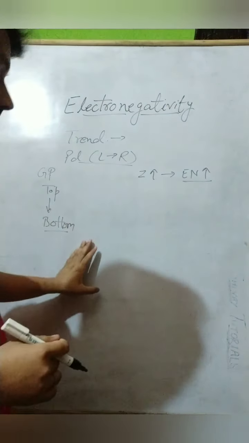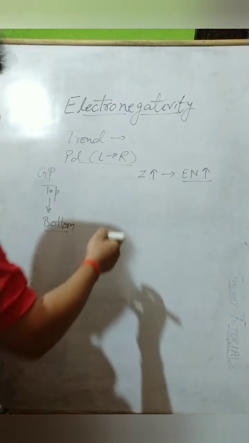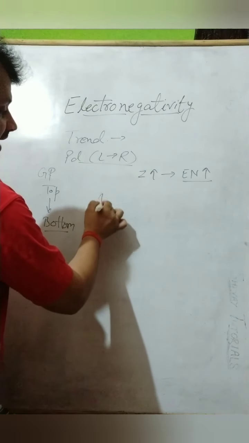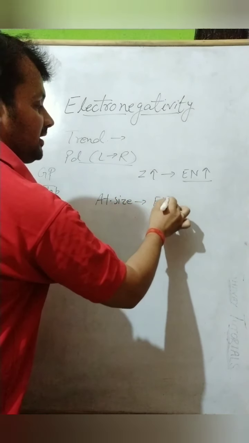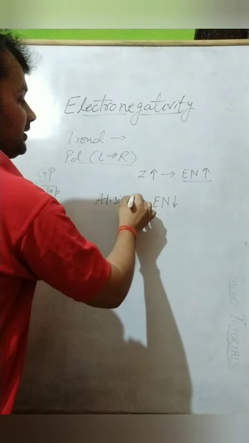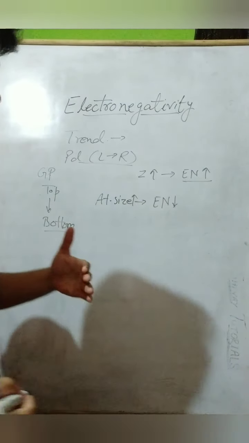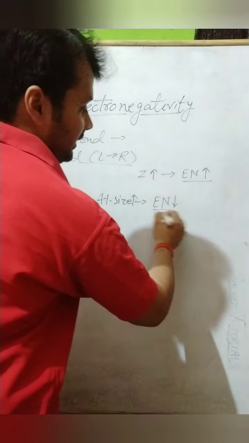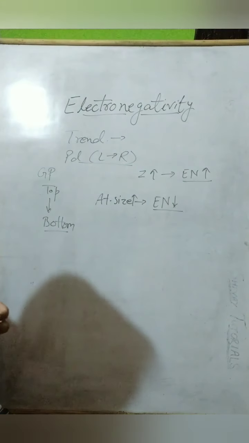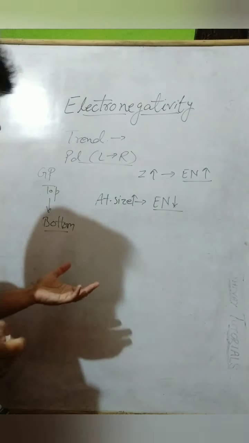So when the atomic size is increasing, then what will happen? We know that when atomic size increases, the electronegativity decreases because the atom has difficulty in attracting the electron towards itself. So from top to bottom, because atomic size is increasing, electronegativity will also decrease. These are the trends along the period and group.